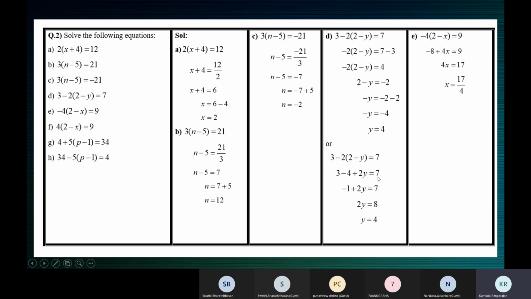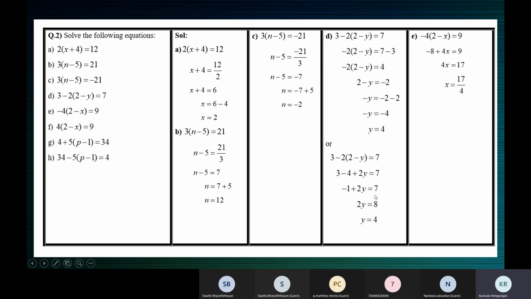Is equal to 7. Now 3 minus 4, they're independent. Plus 2y. So you cannot do minus 4 plus 2 because it's 2y. It's 2 into y. You know, only like terms can be added or subtracted. 3 minus 4 is minus 1. Plus 2y is equal to 7.